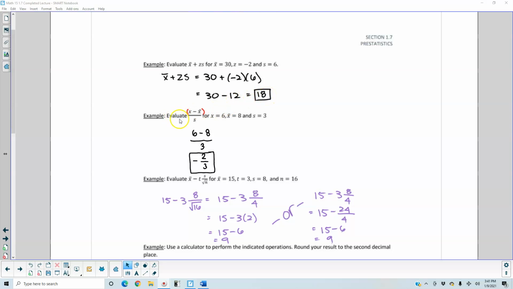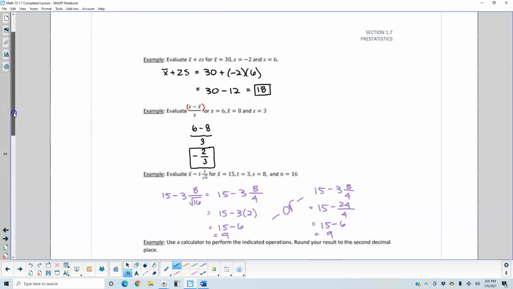The next example, we want to evaluate x minus x bar over s, for when x is equal to 6, x bar is equal to 8, and s is equal to 3. So plugging in the values, we get 6 minus 8 over 3. Well, 6 minus 8 is going to give us a negative number, which is 2, so it's -2 over 3.